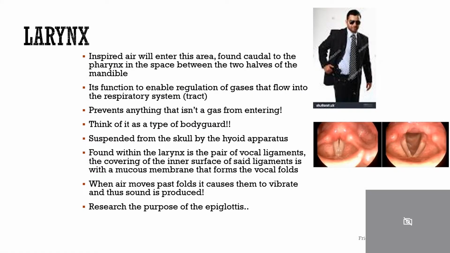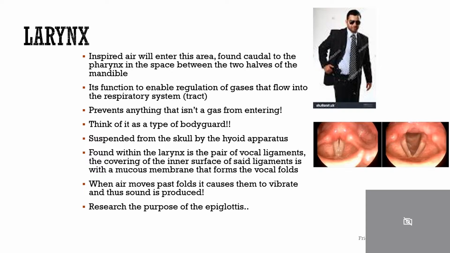The larynx. Inspired air will enter this area. It's found attached to the pharynx in the space between the two halves of the mandible. Its function is to enable regulation of gases that flow into the respiratory system or tract. It prevents anything that isn't a gas from entering, so think of it as a type of bodyguard.